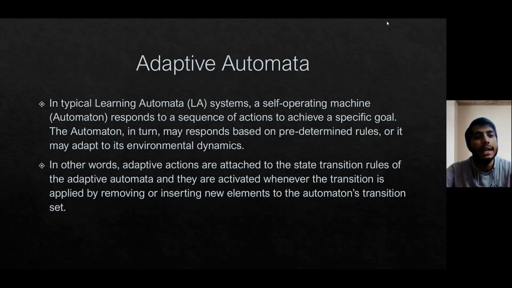Adaptive automata. In a typical learning automata system, a self-operating machine responds to a sequence of actions to achieve a specific goal. The automata in turn may respond based on predetermined rules or it may adapt to its environmental dynamics. In other words, adaptive actions are attached to the state transition rules of the adaptive automata and they are activated whenever the transition is applied, by removing or inserting new elements to the automata's transition state.